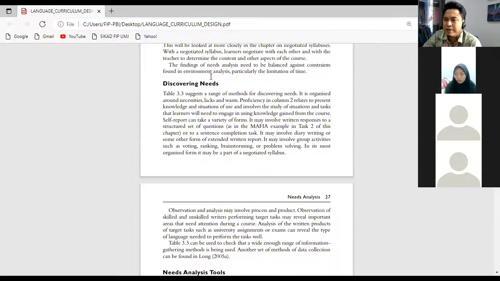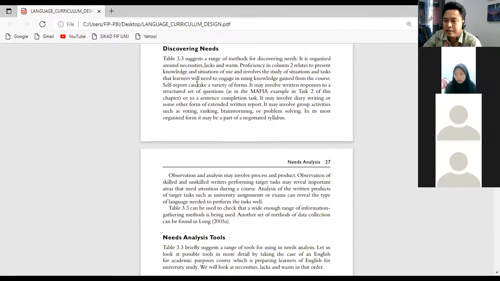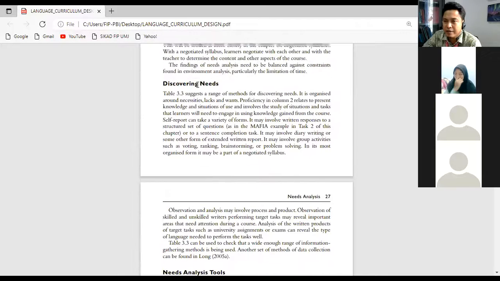How do we discover needs? Table 3.3 suggests a range of methods for how we are going to discover the needs. It is organized around necessities, lacks, and wants. We are going to organize our needs here: necessities, lacks, and wants, represented in column 2.